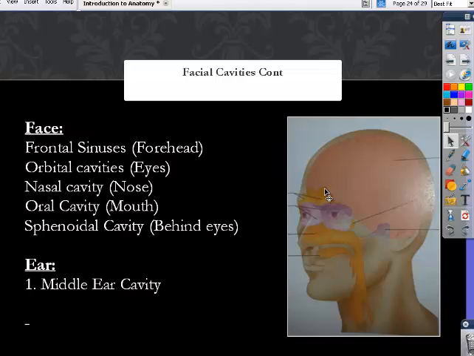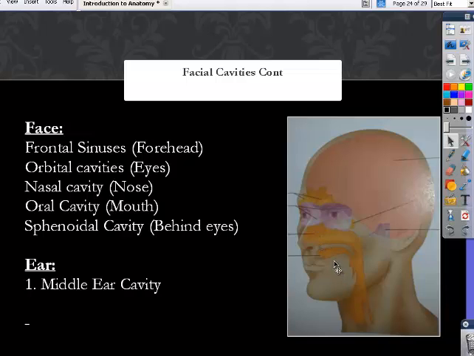The next one down is the orbital cavities, and the orbital cavities is what holds your eyes. You can feel the orbital cavities if you just feel around in your face. You can feel a circle around your eye where the bone meets the cavity. You can feel the hollowing out of the bone that creates that cavity, and so that's the orbital cavity. The next one is the nasal cavity. And more or less, anytime you hear the word nasal, most of us know that means your nose. Your nose is kind of like the pathway to the nasal cavity.